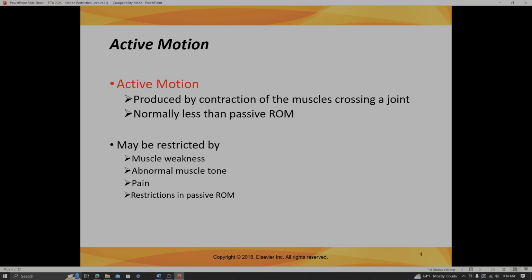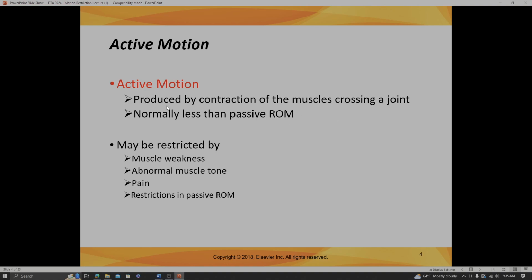Active range of motion, know the definition here for sure for your quiz. This is produced by contraction of the muscles that cross a joint and is normally less than passive range of motion. Make sure that you pay special attention to what can cause active range of motion restrictions, right? So we talked about this. Different types of range of motion can have different onsets or different pathologies associated with them, so they give us clues about what might be going wrong.